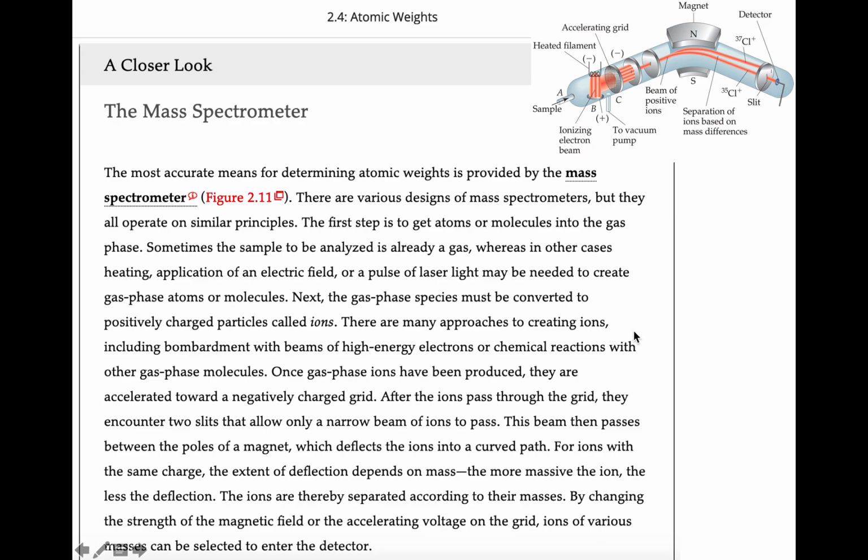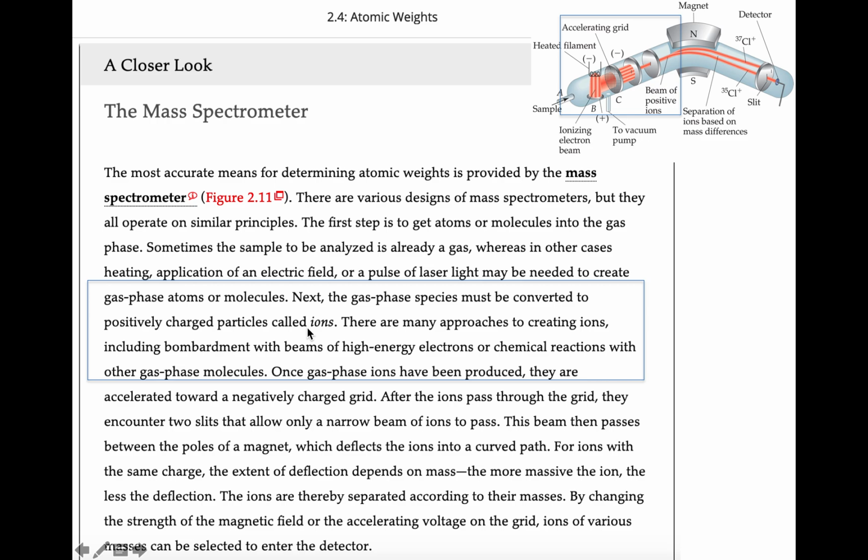Here's the textbook description for what's going on. So it points out that there are various designs for mass spectrometers, but they have some common features. First of all, the atoms or molecules that you test become gases. So they involve heating them up as needed, which turns the sample into a gas. The next stage within that, they're going to become positively charged ions. Positively charged ions are called cations.